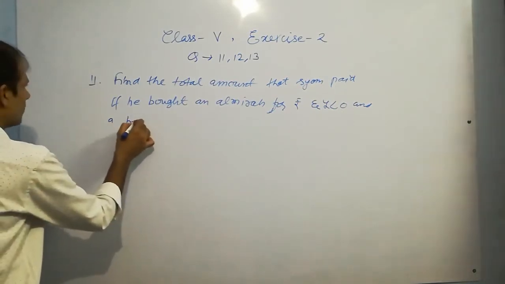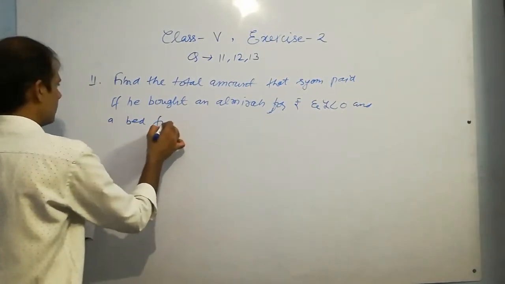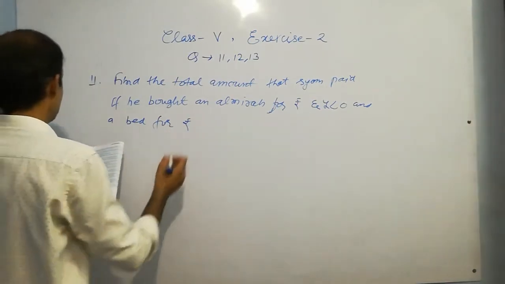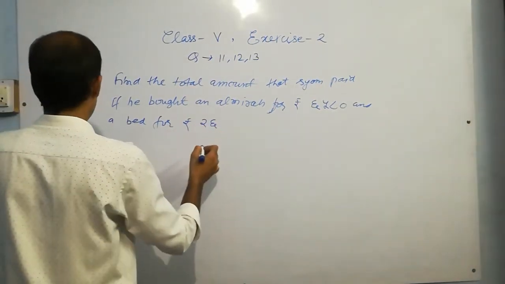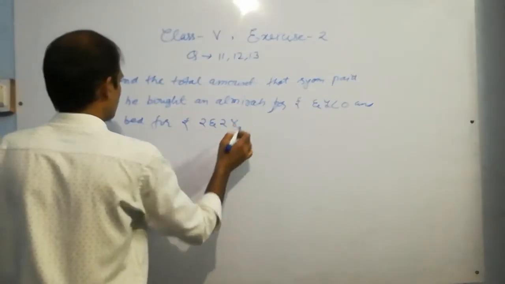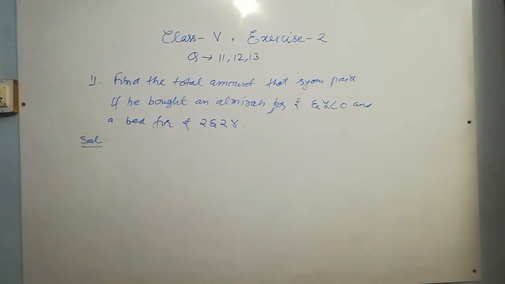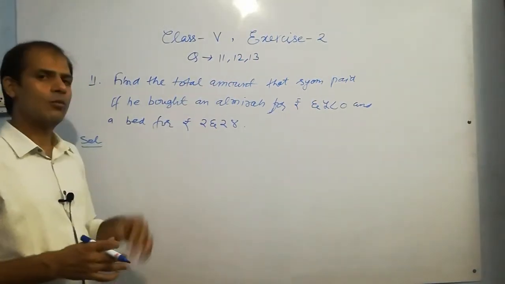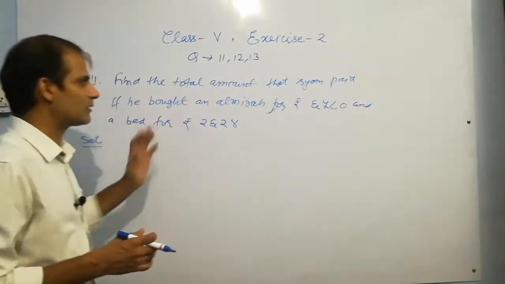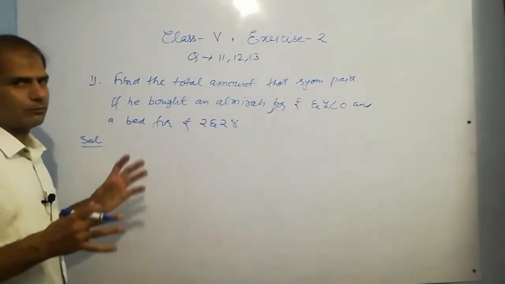a bed for rupees 2624. Now check the values again. The cost of Almirah is rupees 6580 and the cost of bed is 2624, and we have to find the total amount. Total amount means how much amount Shyam paid for both these things. Obviously we have to perform addition.